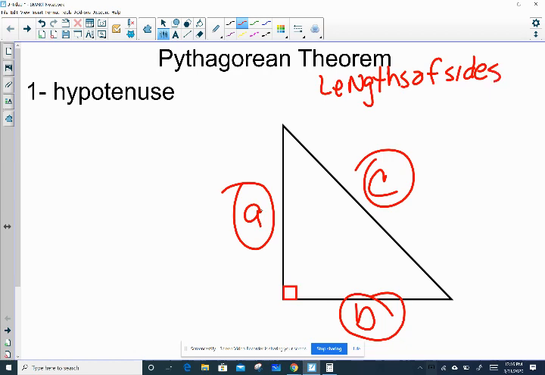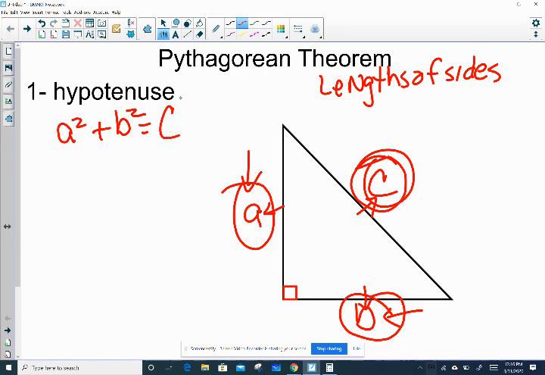Right now we have this side has the length of A, this side has the length of B, this side has the length of C. So the Pythagorean theorem says that if I take A and square it, so this number here and square it, and then take this number here and square it, and add those together, I would get this number here that it's squared also.